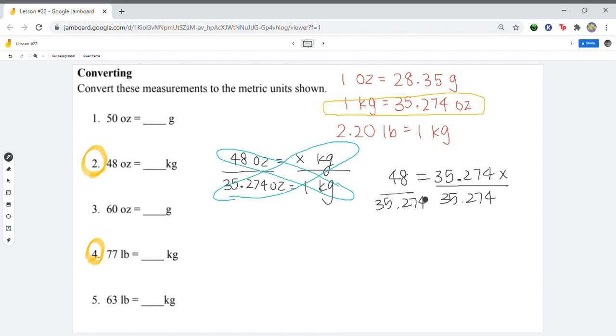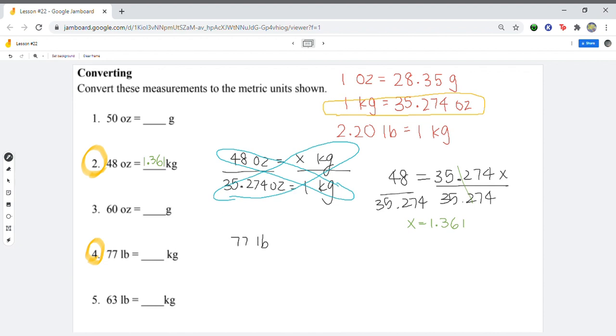48 divided by 35.274. You should get a continuous number, and you can just round to the hundredths or the thousandths, up to you. So x we get as, I'm going to round to thousandths, 1.361. So your value for number 2 should be 1.361. So 48 ounces equals approximately 1.361 kilograms. And so that's basically it. And I'm just going to do the same thing for number 4.